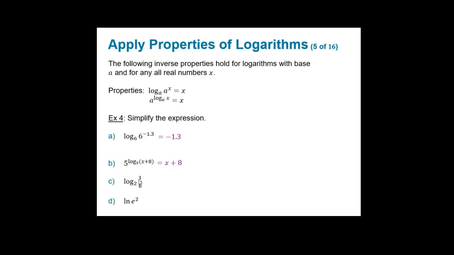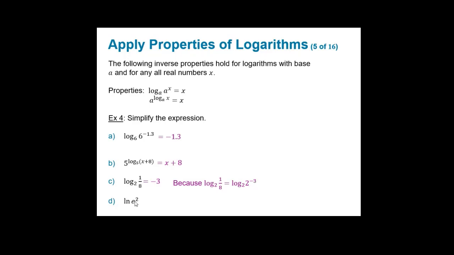Okay, so let's look at part C, log base 2 of 1/8. Can I rewrite this 1/8 as 2 to some power? Well, I know that 2 cubed is 8. How do I make that 8 go into the denominator? I just make the exponent negative, right? So that would be negative 3, because you could rewrite log base 2 of 1/8 as log base 2 of 2 to the negative 3.